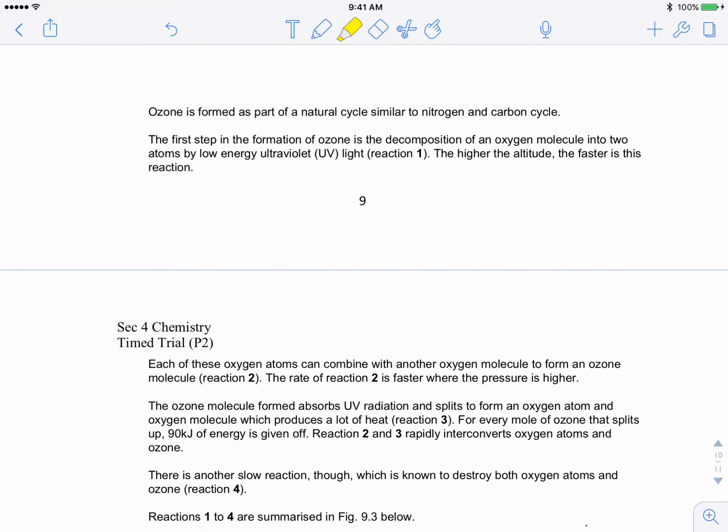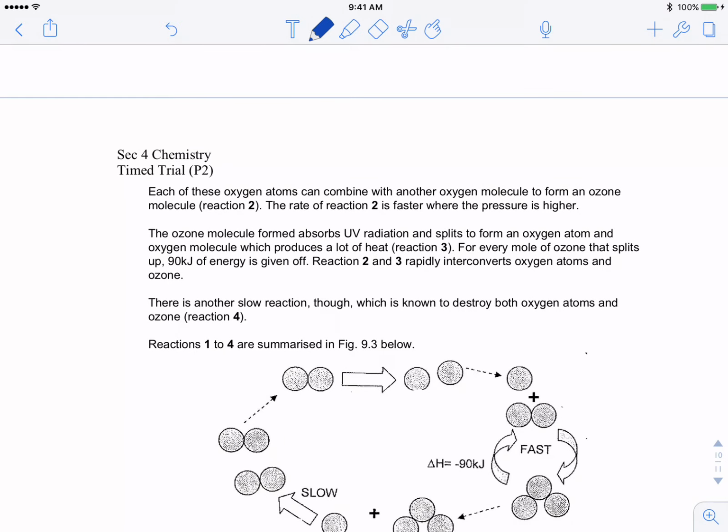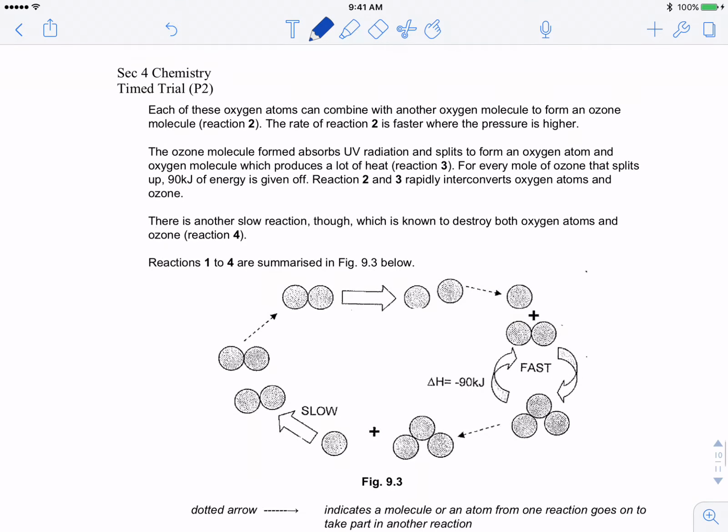Ozone is formed as part of a natural cycle, similar to the nitrogen and carbon cycles. First is the decomposition of an oxygen molecule into two atoms. Maybe you want to write it down first. Oxygen in the presence of UV becomes two oxygen atoms. Each can combine with another oxygen molecule to form an ozone molecule. The rate of reaction 2 is faster where the pressure is higher.